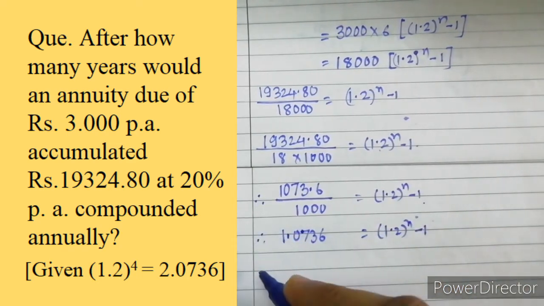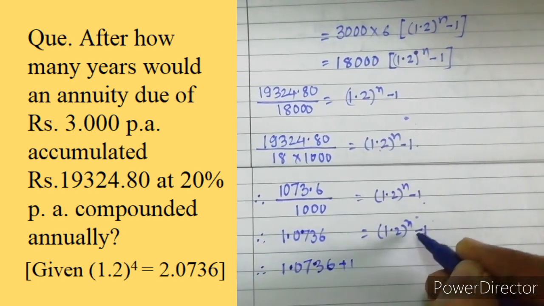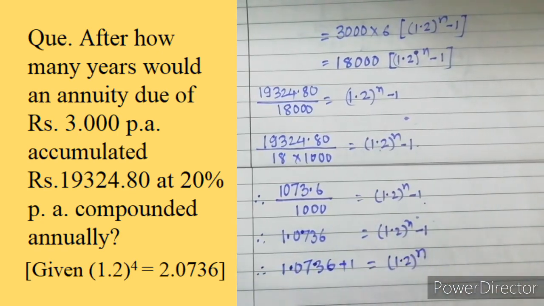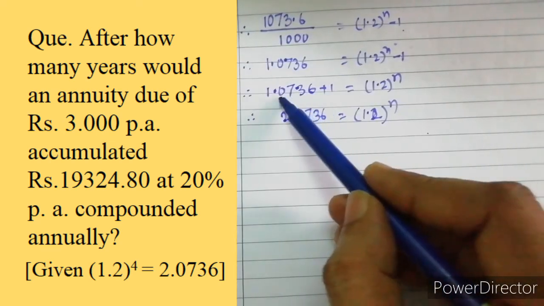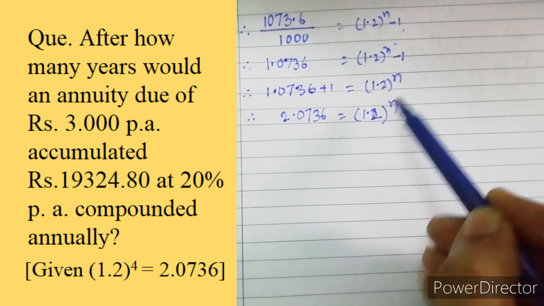So you will get 1.0736 plus 1, shifting minus 1 to this side, equals 1.2 bracket raised to n. Addition of these two is 2.0736, which is equal to 1.2 bracket raised to n.